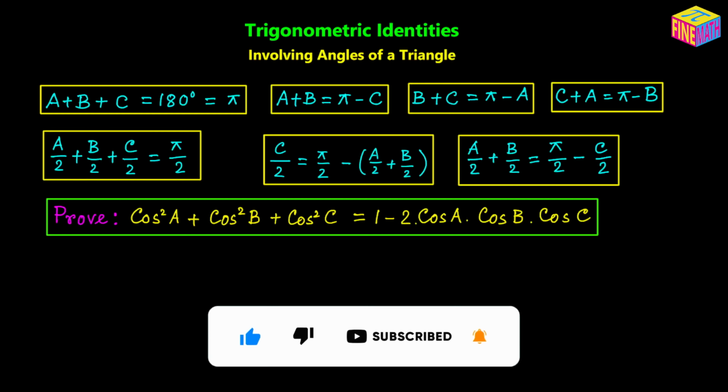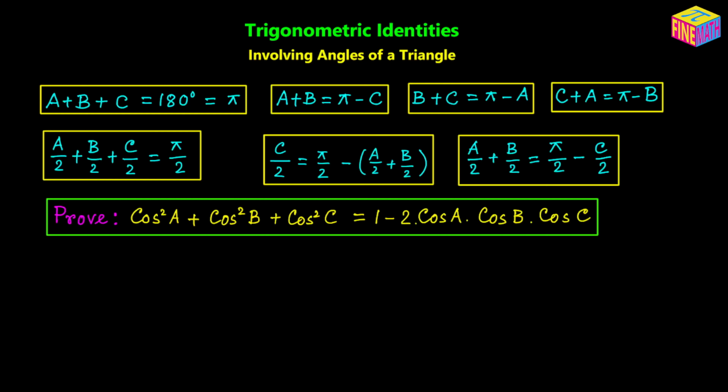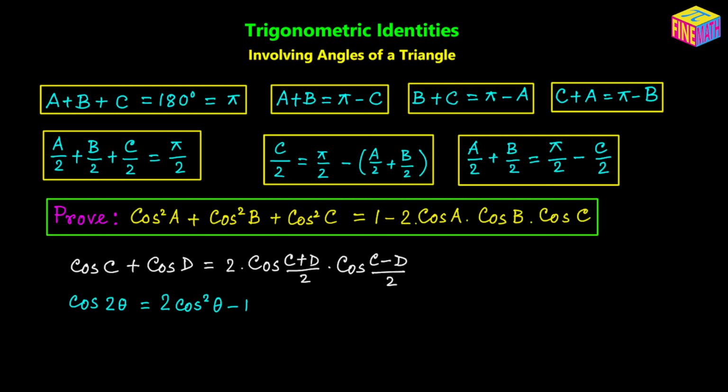Now, to prove this identity, we are going to use a few basic trigonometric concepts, and the first one of them would be converting the sum into product. So, cosine of C plus cosine of D can be written as 2 times cosine of (C plus D) over 2 times cosine of (C minus D) over 2. And the second concept that we are going to use is multiple angle formula. Cosine of 2 theta is equal to 2 times cosine square of theta minus 1.